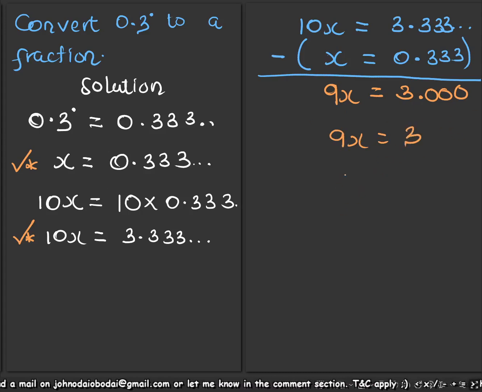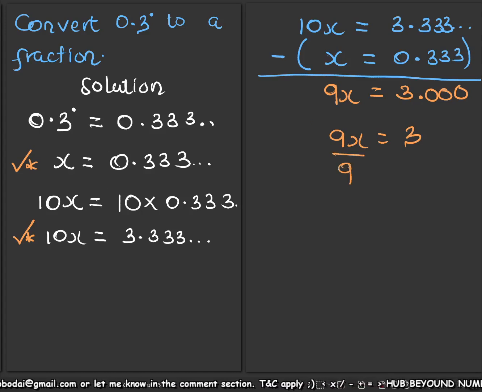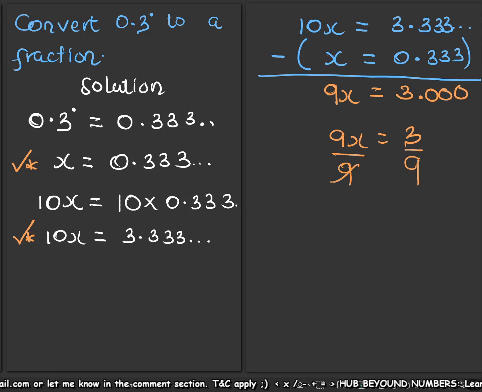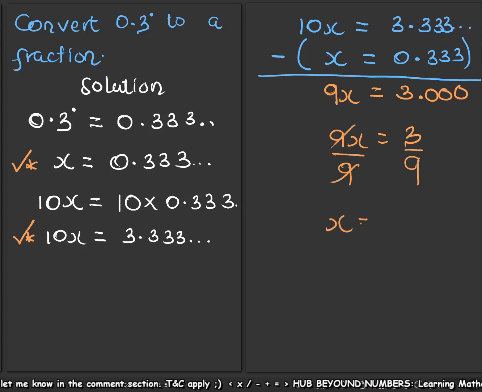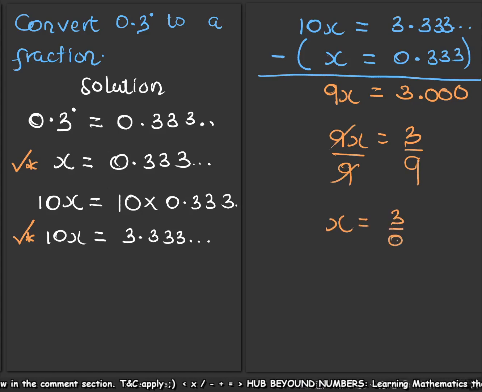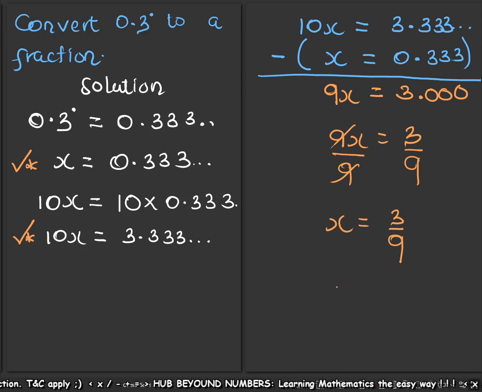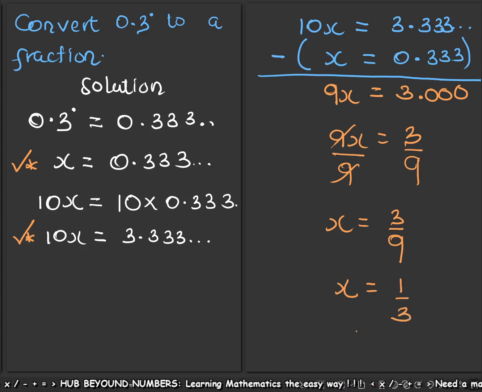Now let's make x our subject. We divide both sides by 9. Dividing both sides by 9, we have x equal to 3 over 9. This can be simplified further to give x equal to 1 over 3. You realize that if you convert 1 over 3 again into a decimal, you are going to get 0.333, right?